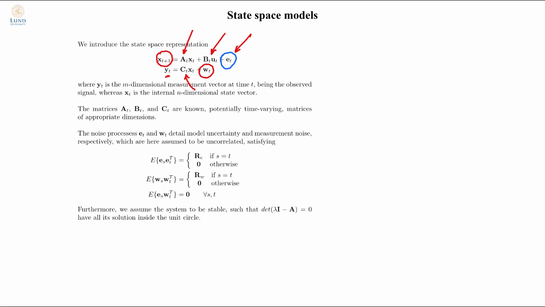We will here assume that these two noises are uncorrelated with each other, with covariance matrices Re and Rw. We will also assume that the system as such is stable, meaning that the determinant here will have all its solutions inside the unit circle. We will allow the system matrices to vary with time, but if they do not, then of course we will just drop the t as seems suitable. For simplicity, we will restrict our attention here to the real valued case, but of course you can have exactly the same kind of representation and discussion for complex valued data. But to simplify things, we'll stay with real valued data for now.